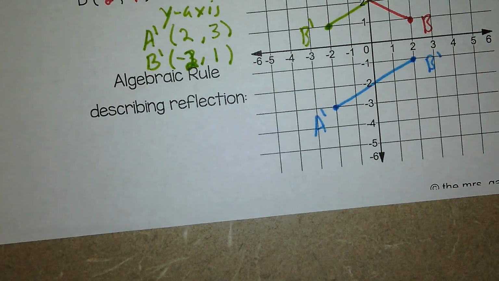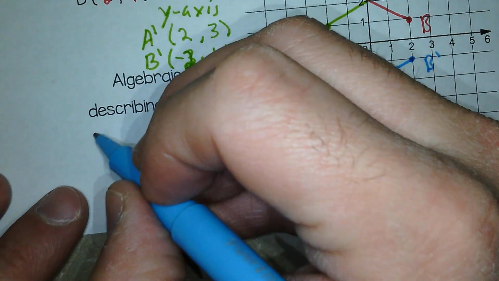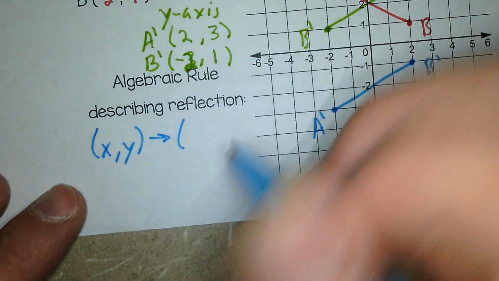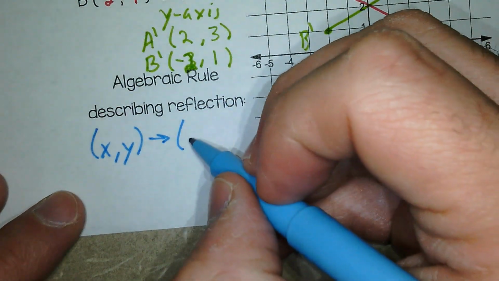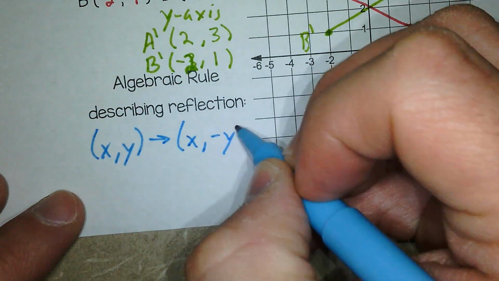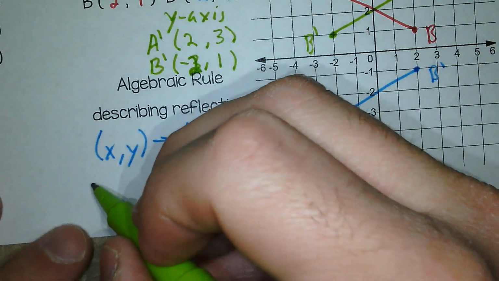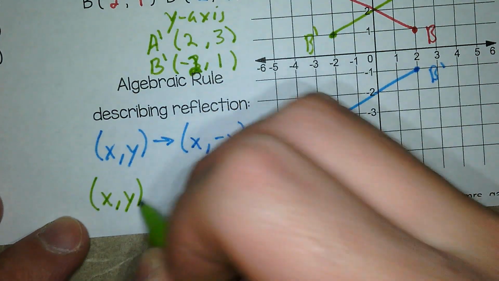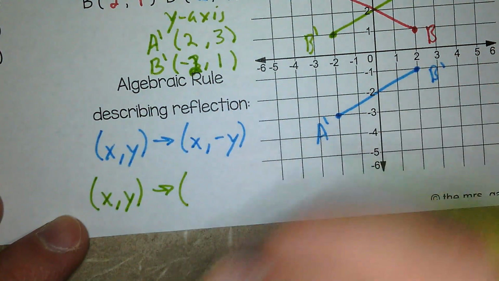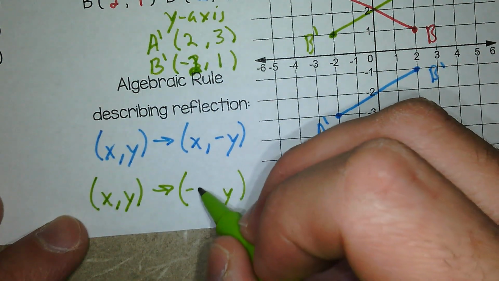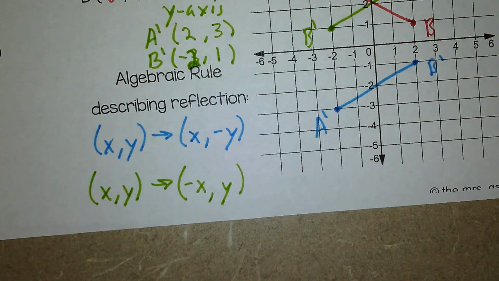So, algebraic rule describing reflection. For the x-axis one, we have x, y, transforms, and remember, we do not change the x value, so the x value stays the same, and the y value changes signs. Then for the y-axis reflection, we have x, y, that's my starting point, and it transforms. Do not change the y value, so the y value this time will stay the same, and my x value changes signs. And that is the correct way of doing that.